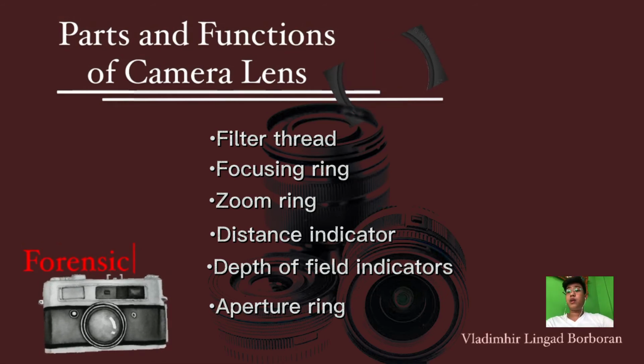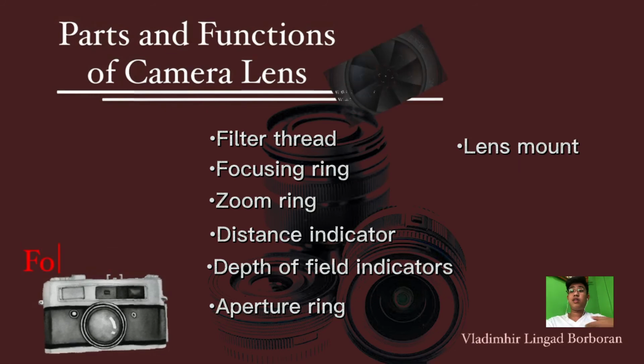Another, we have what we call lens mount. This part is the connection to the camera body. This is what allows autofocusing and electronic control of the aperture.